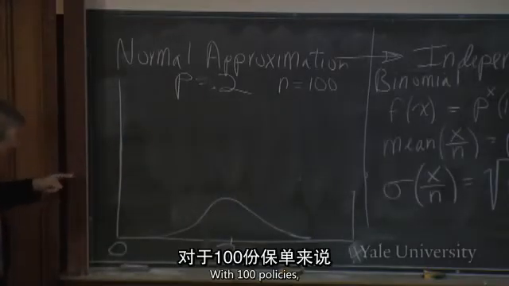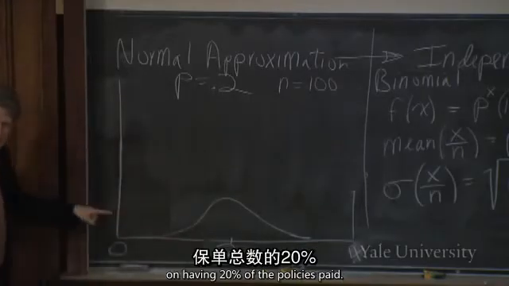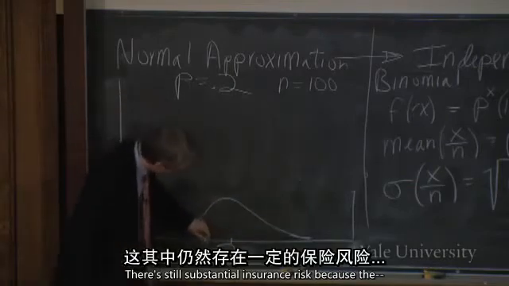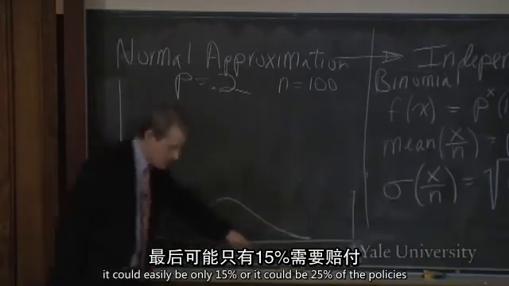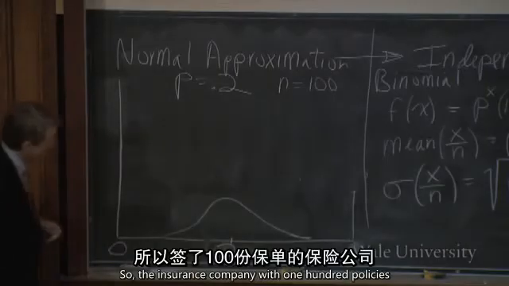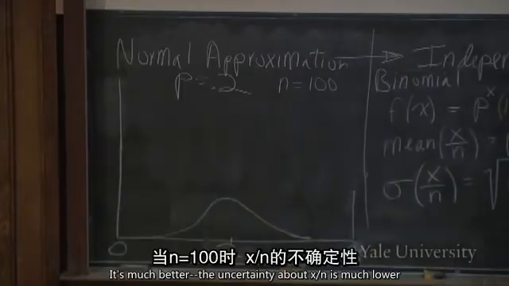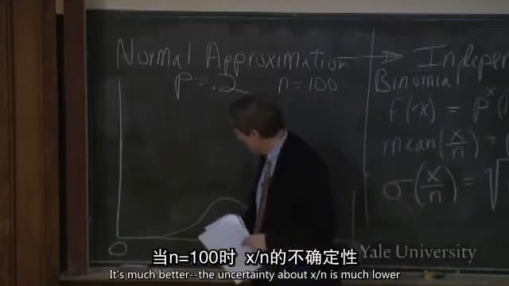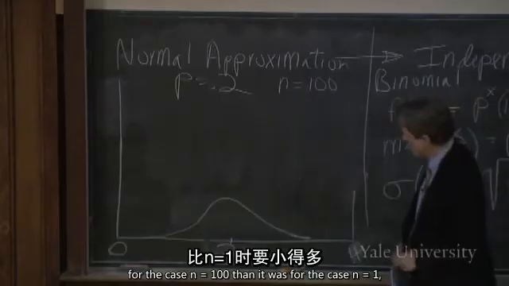So with 100 policies, they can't really count that accurately on having 20% of the policies pay. There's still substantial insurance risk because it could easily be only 15%, or it could be 25% of the policies that end up paying. So the insurance company with 100 policies would still have substantial risk. It's much better. The uncertainty about x over n is much lower for the case n equals 100 than it was for the case n equals 1, but it's still there.